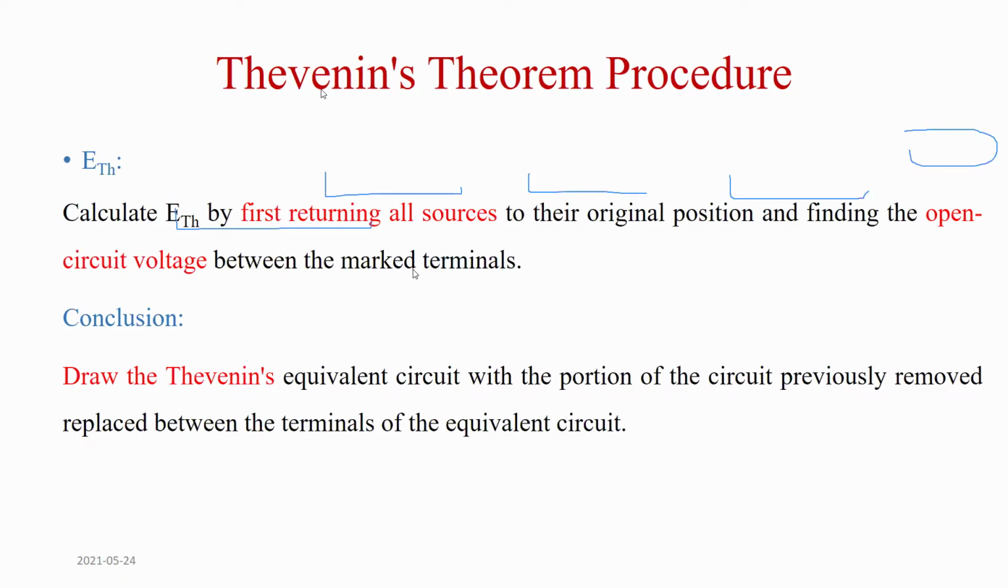Now, how to find E Thevenin? Basically simple. E Thevenin is just the open circuit. So you have to have the sources in the circuit. Don't remove them now, because you're going to find the voltage. It is the open circuit voltage. It means between the terminals, you leave them open and you try to find what is the open circuit voltage here. This open circuit voltage, the voltage at the terminals, is actually the equivalent voltage or the Thevenin voltage.